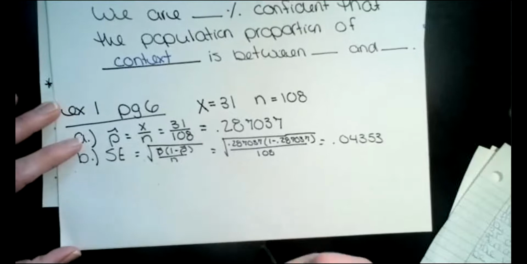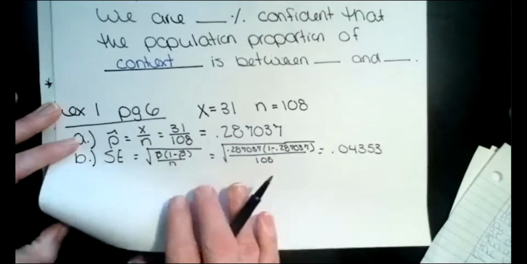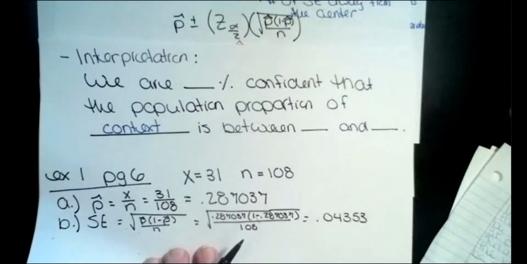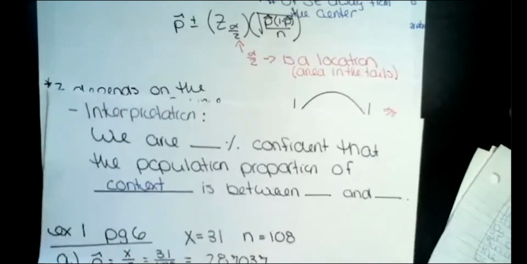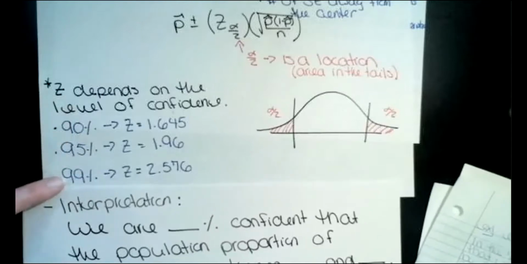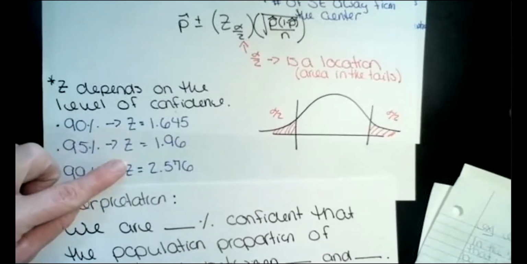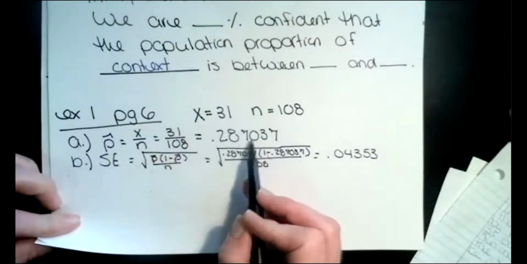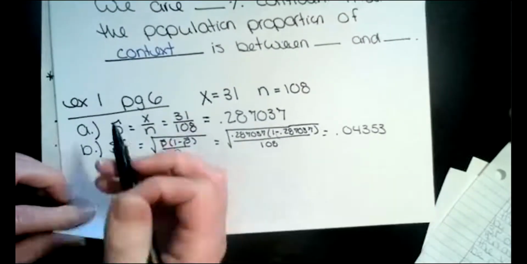So right here, I could actually go ahead and calculate my confidence interval if I wanted. Although I don't know what confidence level I'm using, right? And remember, it depends on the confidence level. My Z value depends on that. So I need to know that piece, but I have everything else, my p-hat and my standard error.